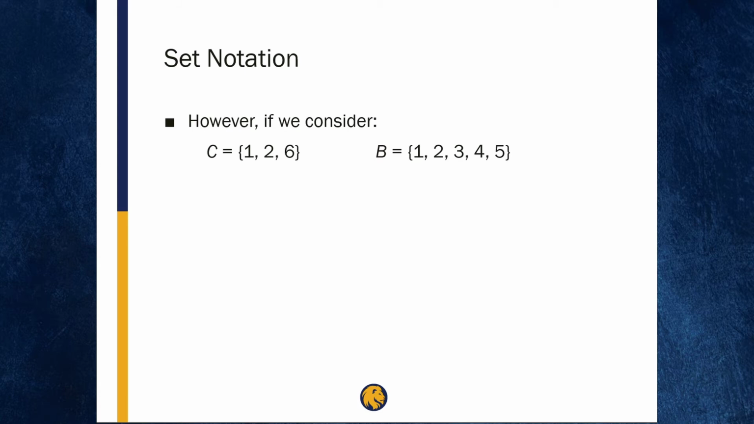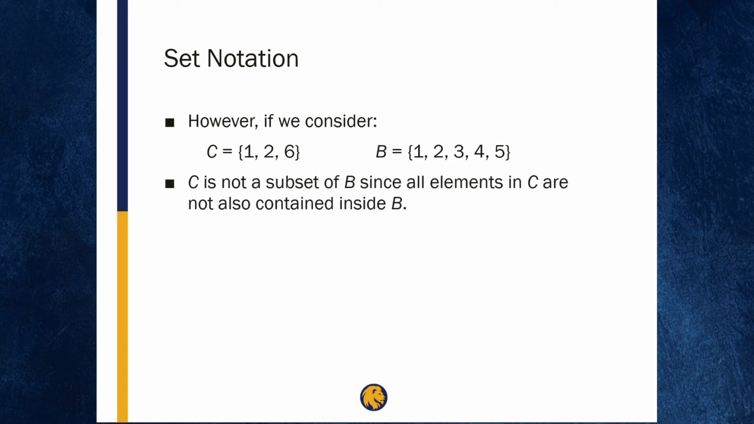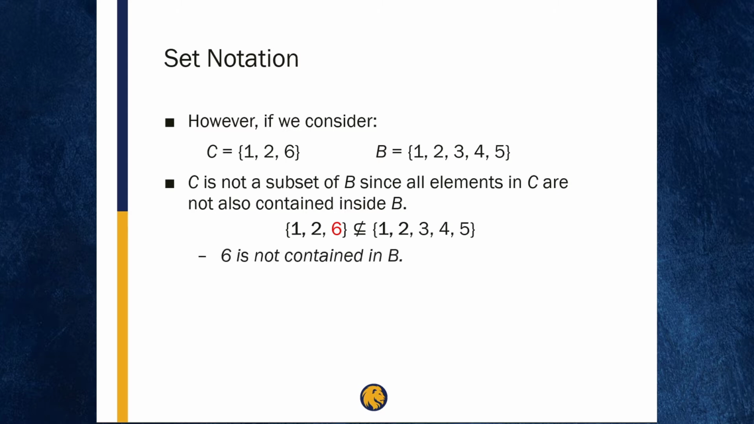On the other hand, consider these two sets, the set C containing 1, 2, and 6, and the set B as defined previously. In this case, C is not a subset of B, since all elements in C are not also contained inside of B. Some of them are, but there is one element that's not contained within B. So the set containing 1, 2, and 6 is not a subset of the set containing 1, 2, 3, 4, and 5. So the one set has to be entirely contained within the other for it to be a subset. So since 6 is not contained in B, we can just write C is not a subset of B.